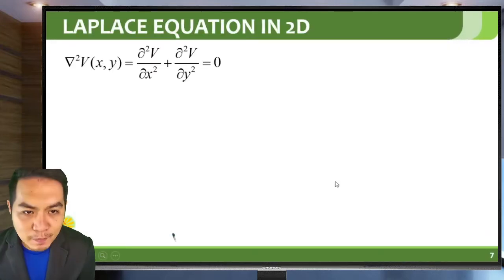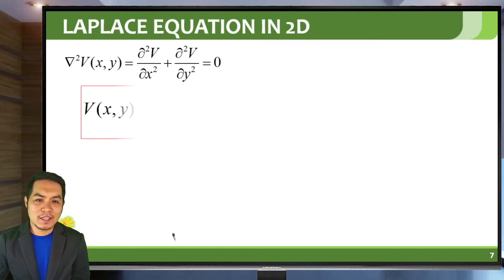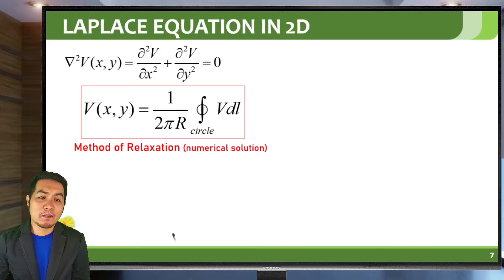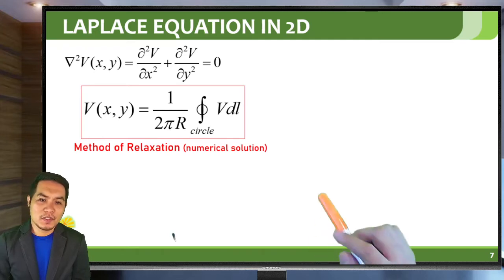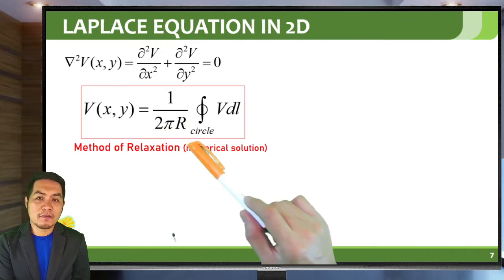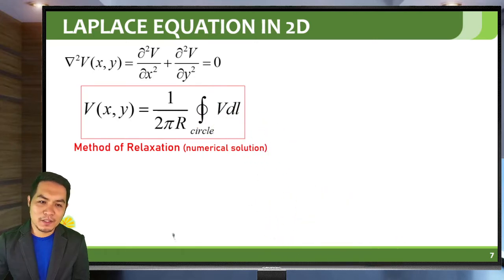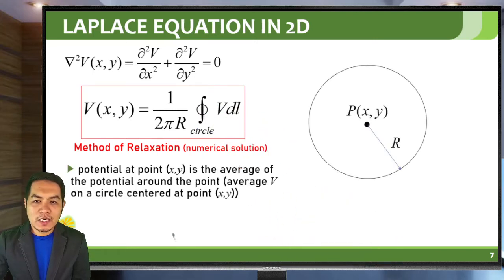So in 2 dimensions, Laplace equation in Cartesian coordinates will look like this. So it's still a partial differential equation. And one solution to this is by the method of relaxation. So this is actually a numerical solution. So 1 over 2 pi r, the circumference, and then you have a closed line integral of V dl. So this is actually just an extended version of the averaging that we have discussed earlier in 1 dimension.